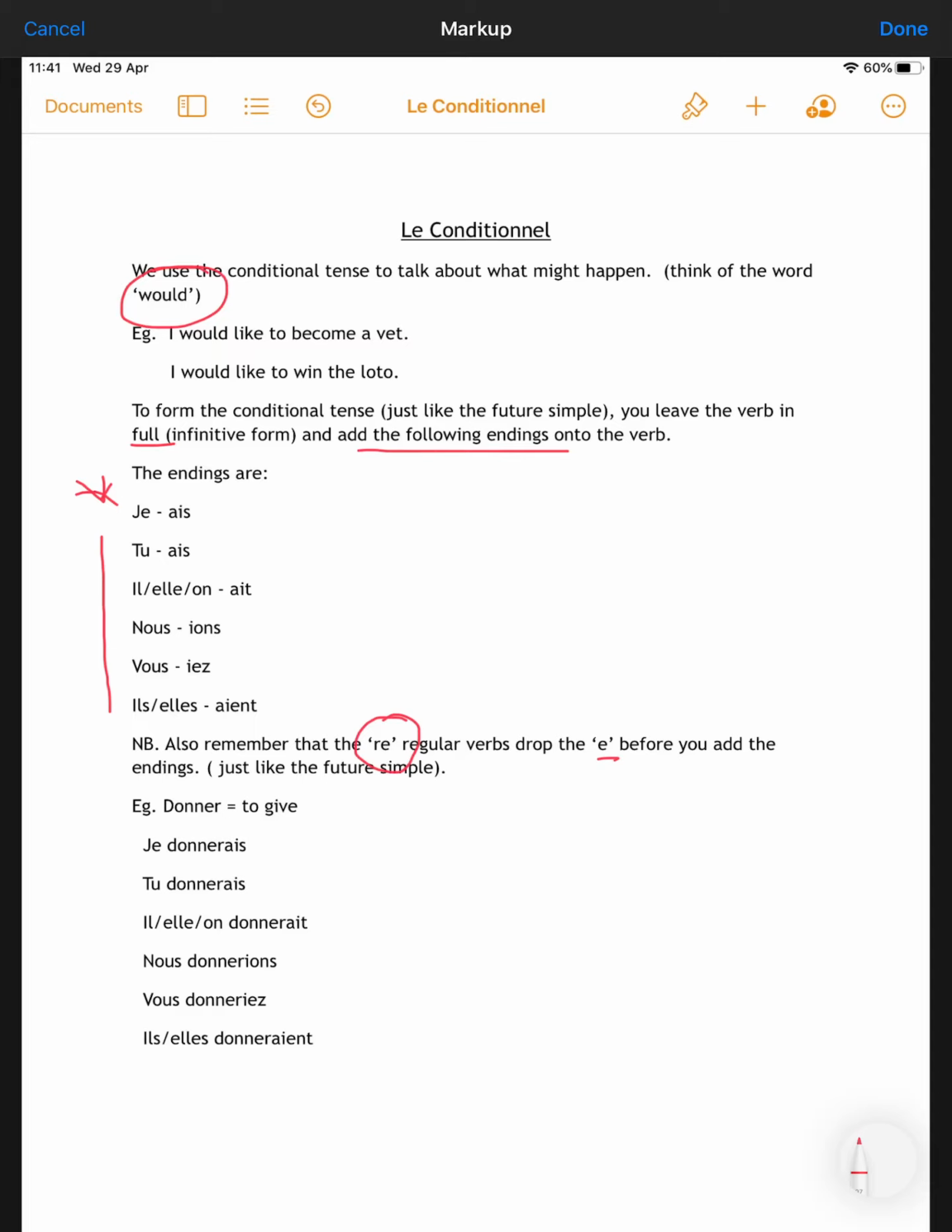So just to have a look at some of the regular verbs, there's a sample here. Donner is the verb to give. So again, you leave the verb in full, je donner, and you add on your correct ending, AIS for je. Tu donnerais, il, elle, on donnerait, nous donnerions, vous donneriez, il, elle donneraient. So that's the conditional. I would give, you would give, he, she, one would give, we would give, ye would give, and they would give.